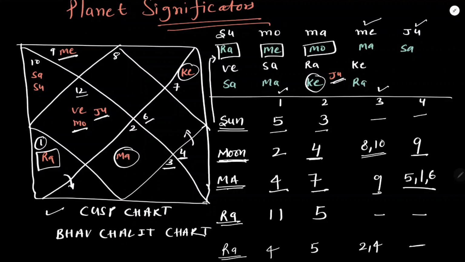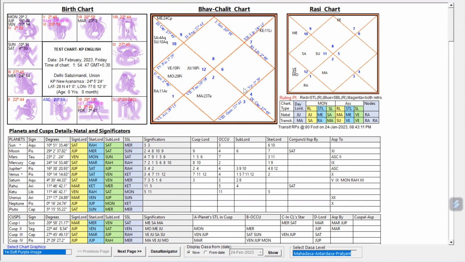So if Jupiter would be in the star of Rahu, then this will be the significator in this chart, right? So in this way, we can identify the significators and assess the chart accordingly. This is the same chart for which we calculated the manual significators for a few of the planets. Here you will see this is our Bhavchalit chart, and these are the planetary positions, and in this area you can see all the significators that are already calculated.